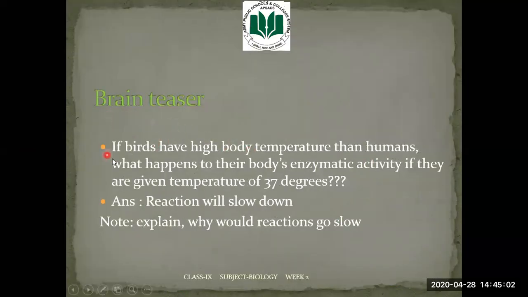There's a brain teaser for you. If birds have a higher body temperature than humans, for example, which is more than 37 degrees, what happens to their body's enzymatic activity if they are given a temperature of 37 degrees? Your answer is the reaction will be slow. You have to explain why the reaction would go slow. Alright kids, write your answers in your notebooks and submit it as a part of your AIS assignment.